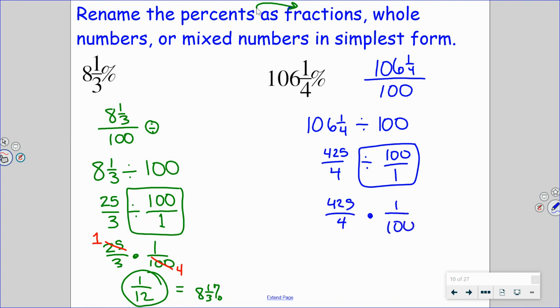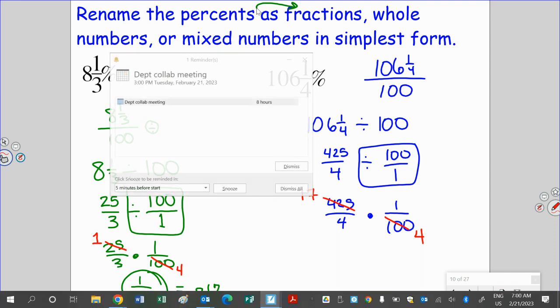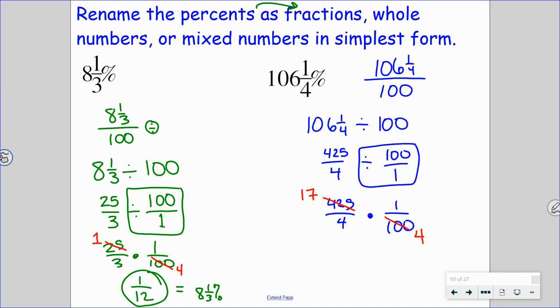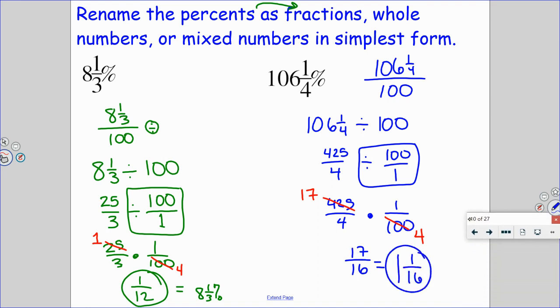Multiplying by 1/100th. And once again, you'll be able to look diagonally and see this one divides quite nicely. A lot of times it'll be 50s or 5s. This time we'll go with 25s again. Now 100 divided by 25, still 4. 425 divided by 25, I do believe, is 17. So 17 times 1, 17. 4 times 4, 16. And if you look, it does make number sense. 106%, a little more than a whole, and 1 1/16, a little more than a whole.